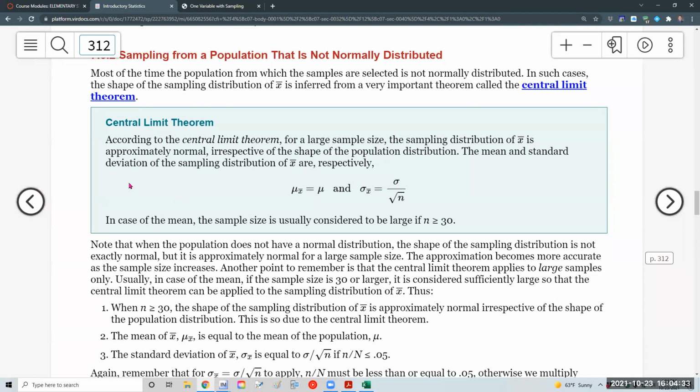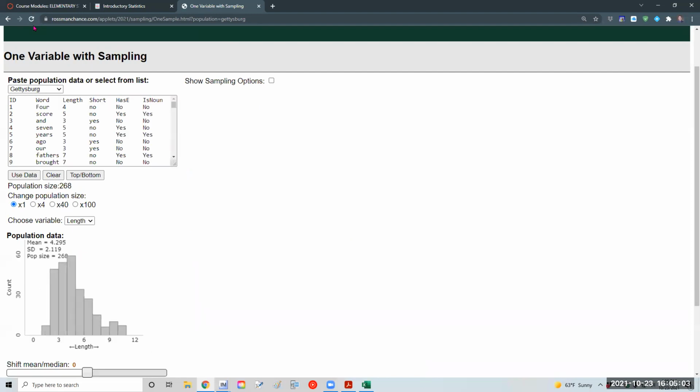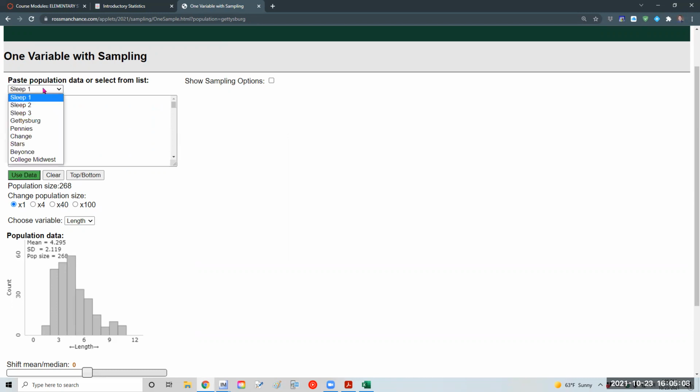So the central limit theorem tells us that even if you don't have a population that's normally distributed, and even if you don't even know what the shape of the population histogram or distribution looks like, as long as your sample size is greater than or equal to 30, your sampling distribution will be approximately normal. Okay, so take a look at a couple examples over here that illustrate these properties.